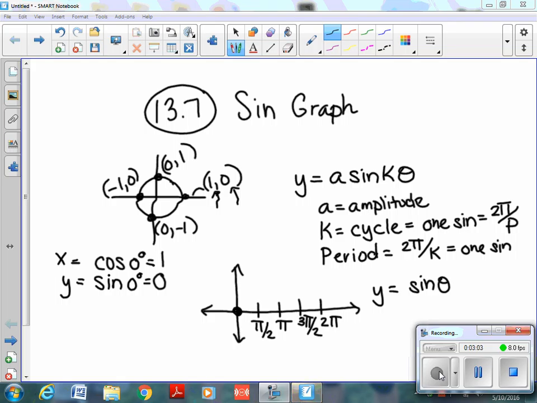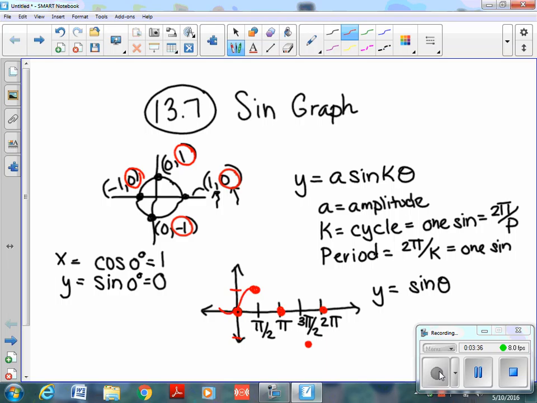Okay, so at 0, it's 0. It's the y value. At pi over 2, which is 90 degrees, the y value is 1. At pi, it's 0 again. At 3 pi over 2, which is 270, it's down here at -1. And then back again, what's the y value? Back at 2 pi, which is the same thing as 0, it's back at 0 again.